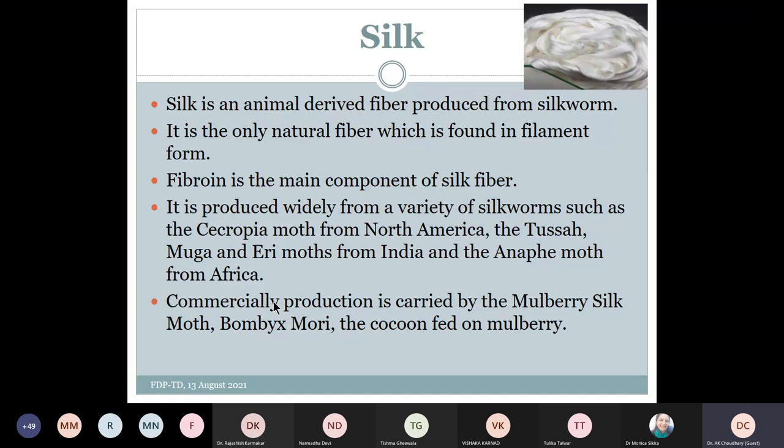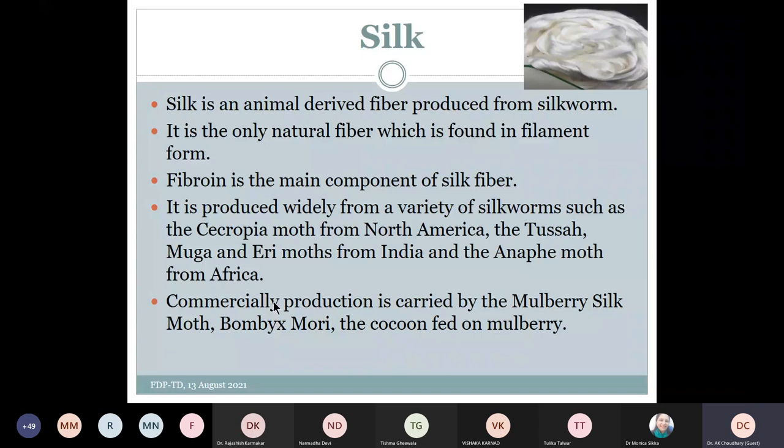So fibroin is the main component of silk fiber, and it is produced widely from a variety of silkworms such as the Corpia moth from North America, the Tasar, Tussah, Muga and Eri moths from India, and the Anaphe moth from Africa. So commercially, production is carried out with mulberry silk, by domestic cultivation. The moth Bombyx mori is the one; the cocoons feed on the mulberry plants.